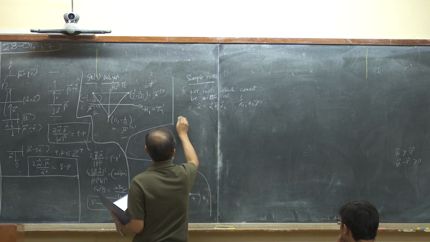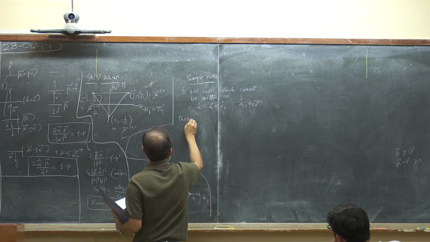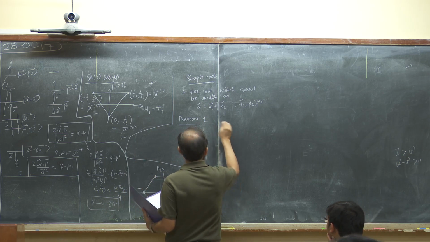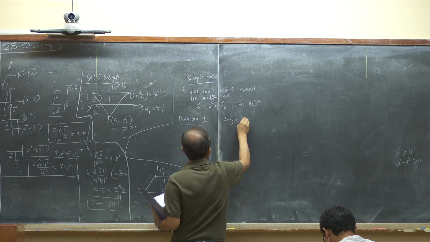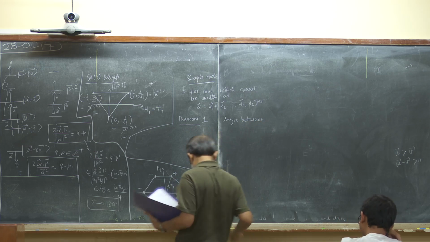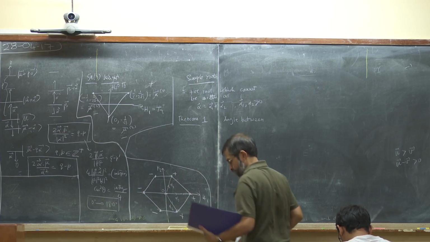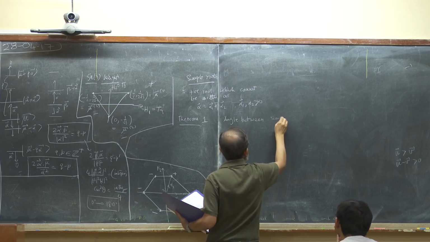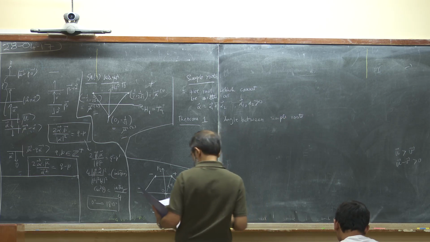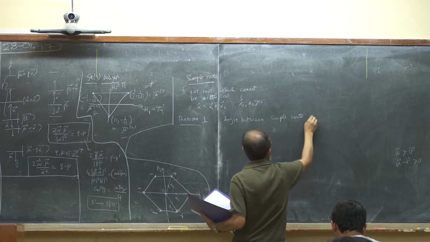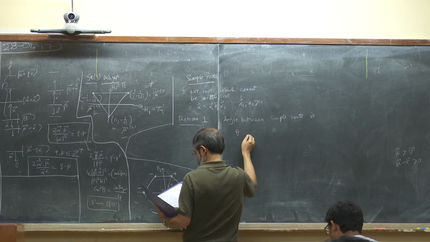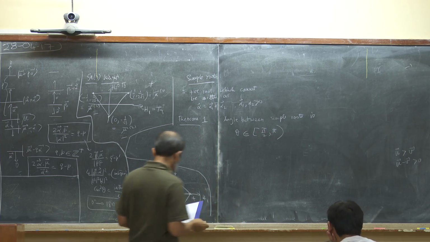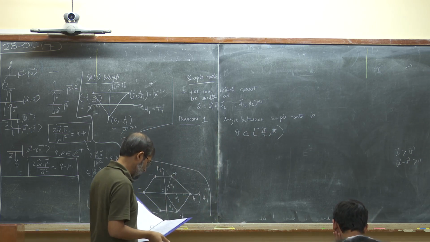So, let me give you some results about simple roots. Theorem 1, which is the most powerful thing, is that the angle theta between simple roots is between pi by 2 and pi, and we will say in more detail what these angles are in a moment.